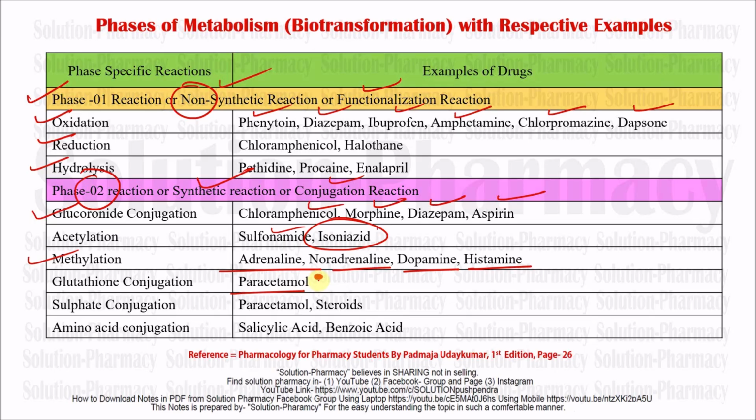The next one is sulfate conjugation. Examples are paracetamol and steroids. And the last one is amino acid conjugation. Examples of this are salicylic acid and benzoic acid.